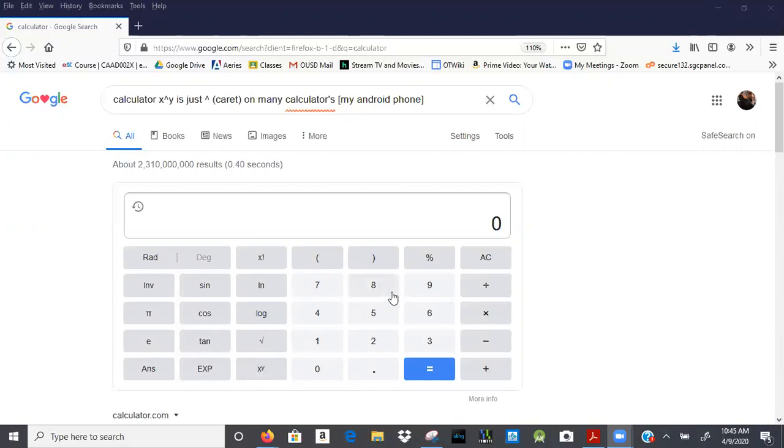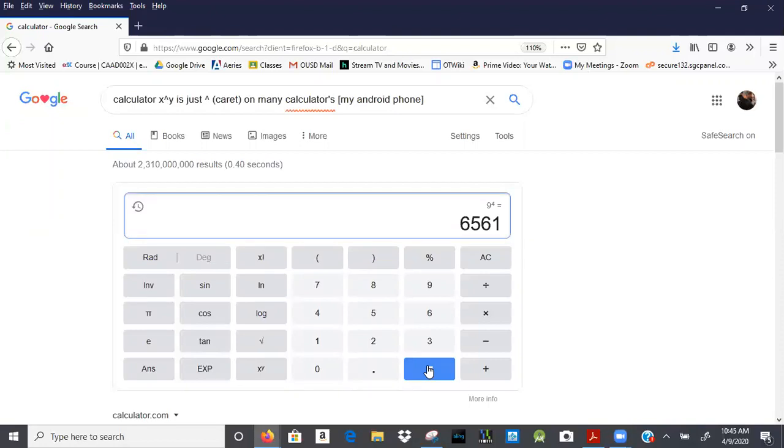So the idea for the X to the Y button is if I do 5 squared, it's 25. If I do 5 to the third power, it is 125. If I do 9 to the fourth power, it is 6561. I'm going to write that down because we're going to use it again in a minute.